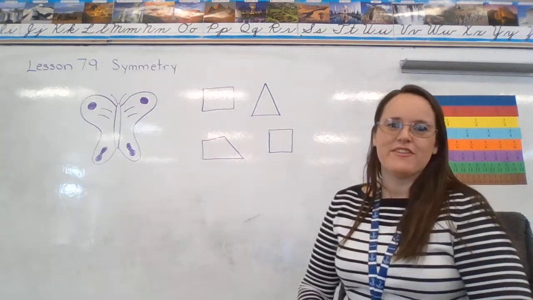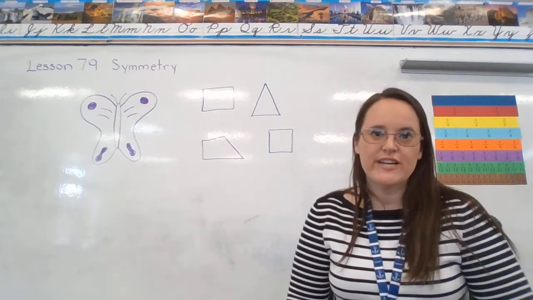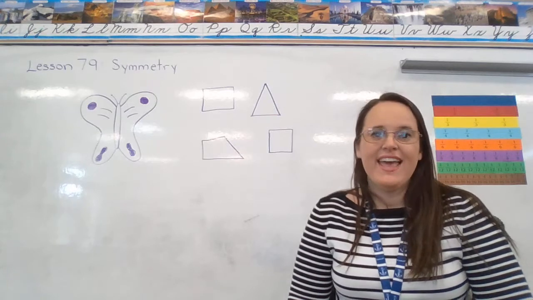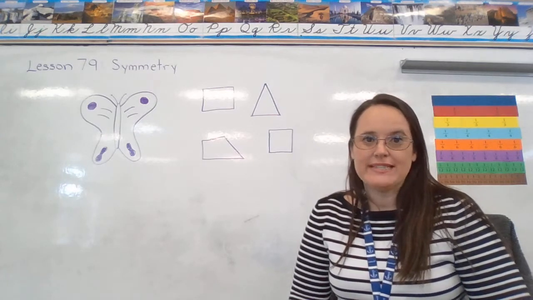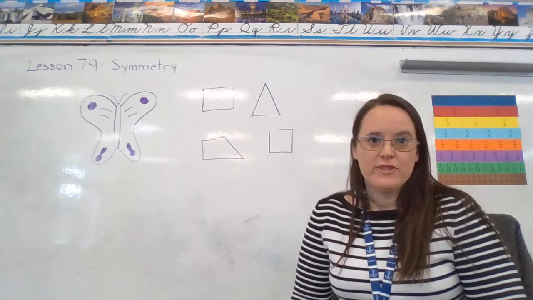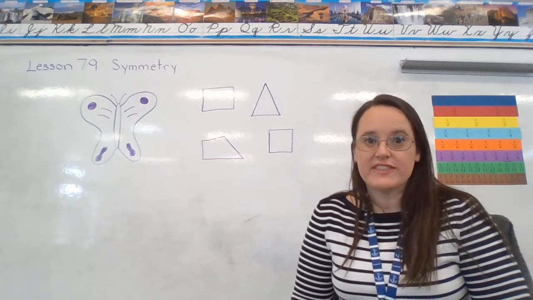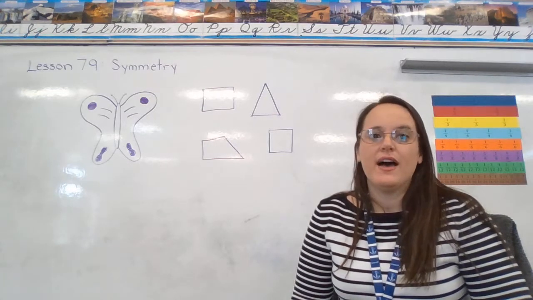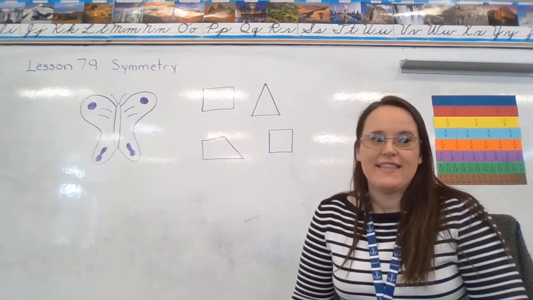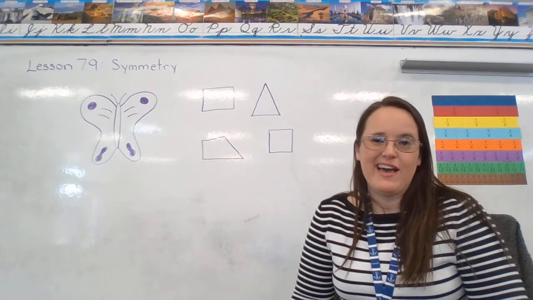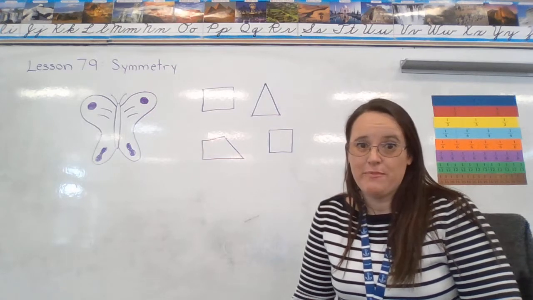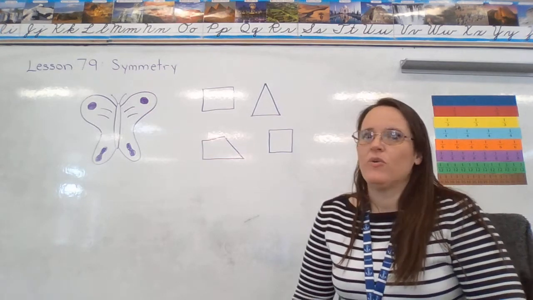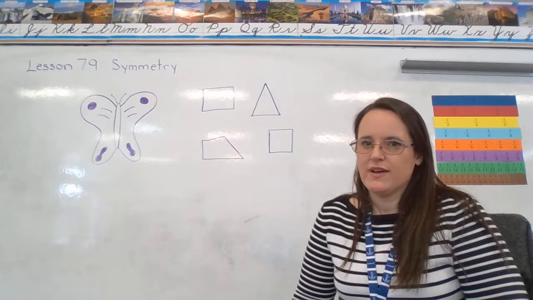Hi class, today we are on Saxon Math Book 4, Lesson 79, and today we're going to talk about symmetry. So I know that this is not the first time you have heard this word, symmetry. We're going to look at what it is and then a little bit about how they make 4th grade symmetry different from 3rd grade symmetry, or they just add a little bit more to the concept.